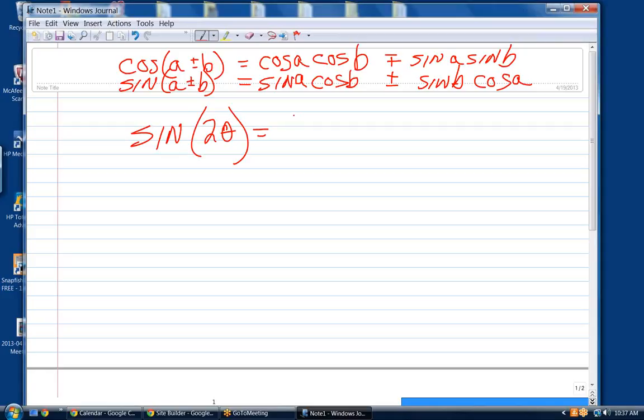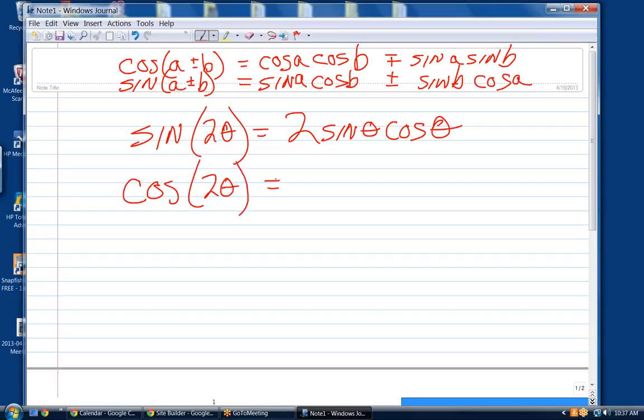This is a pretty easy one to memorize. That's 2 sine theta cosine theta. Okay. The tough one is the cosine of 2 theta, and this is probably what he might write on the board, because there's 3 of these. And there's a reason there's 3 of them. I'll explain it in a moment.